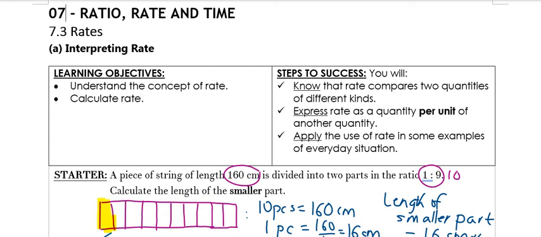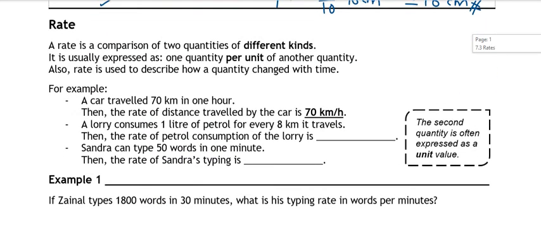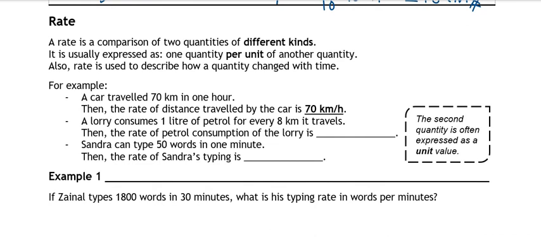Now here, let's proceed forward. Okay, a rate. What do you mean by rate over here? A rate is a comparison of two quantities, but they have to be of different kinds. And usually it will be expressed as one quantity per unit of another quantity. But I will explain later what this means. And also, rate is used to describe how a quantity changes with time.